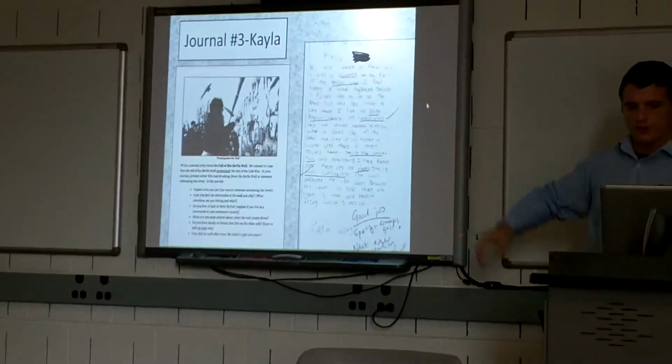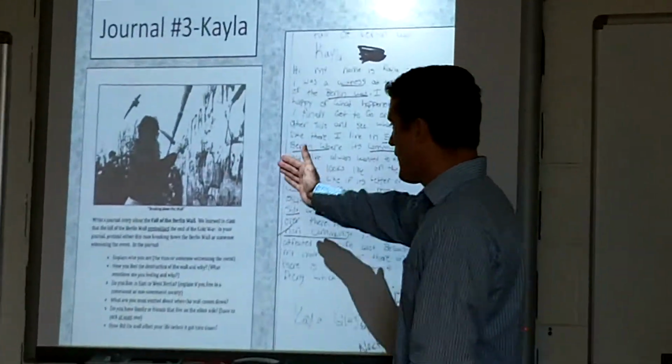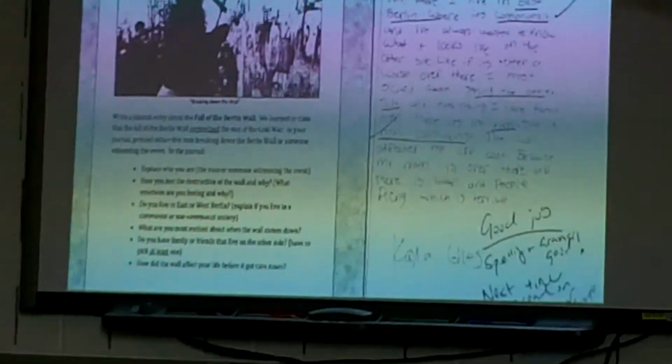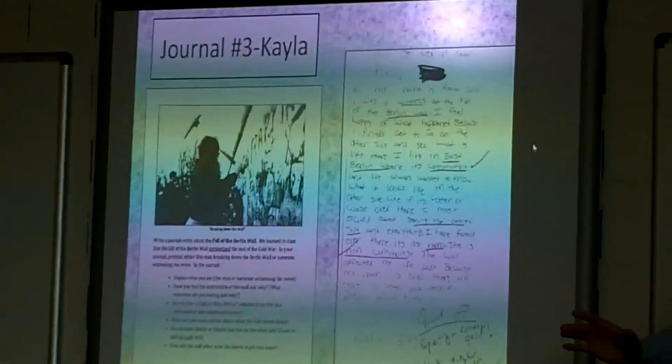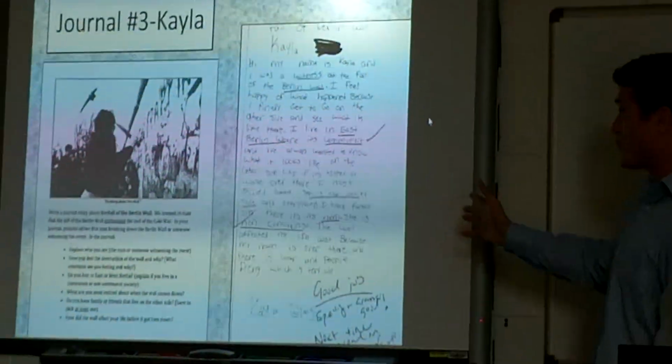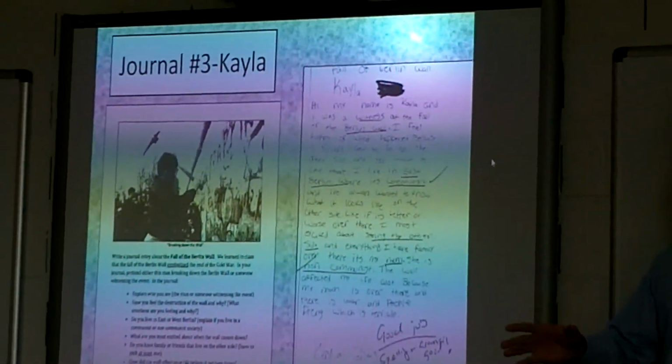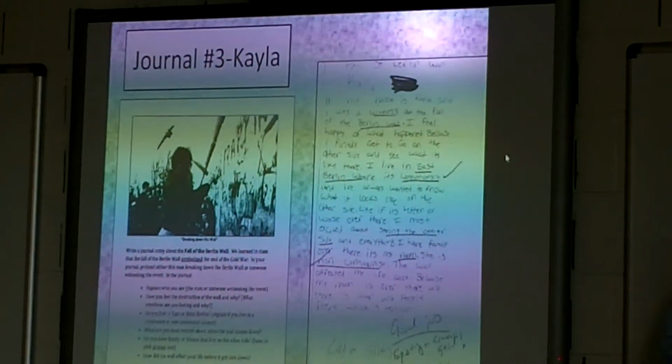So last one, this is Journal 3. This is the Fall of the Berlin Wall. I bulleted it again and also gave them an example. Kayla did a good job. She improved her grammar and spelling, which was the big goal, but it was not her best work because she didn't really expand on her thoughts. But again, big goal, she did a good job.